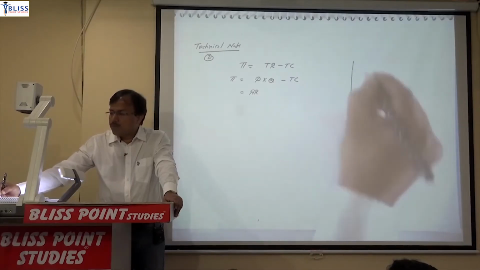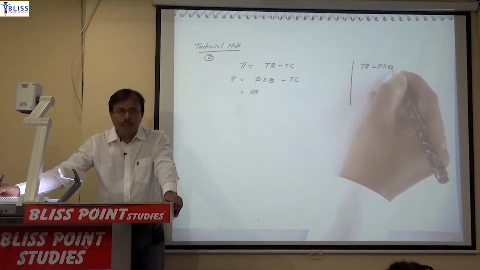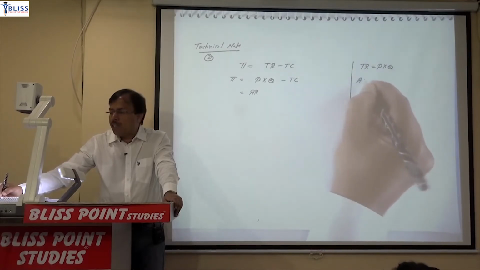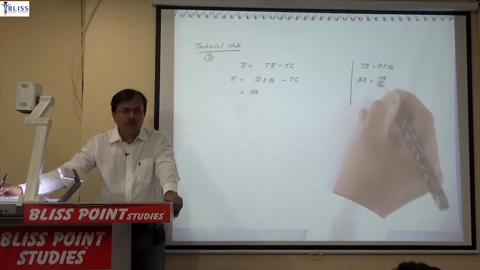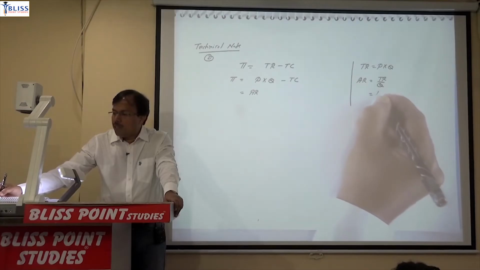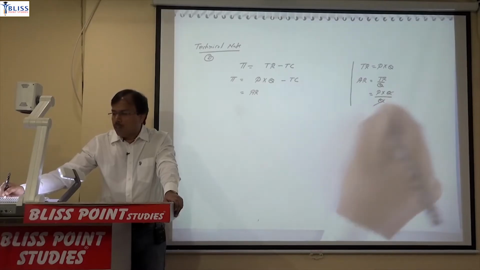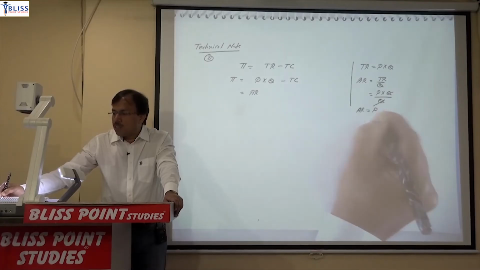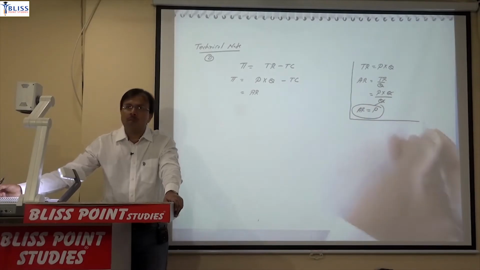Reason: total revenue is price multiplied by quantity. When you have to calculate average, तो total revenue को quantity से divide कर देंगे, TR by Q is per unit, and in place of TR you can write P into Q divided by Q. Q will always cancel out. So average revenue is always equal to what? Price. So you can always write price in place of average revenue, or average revenue in place of price.